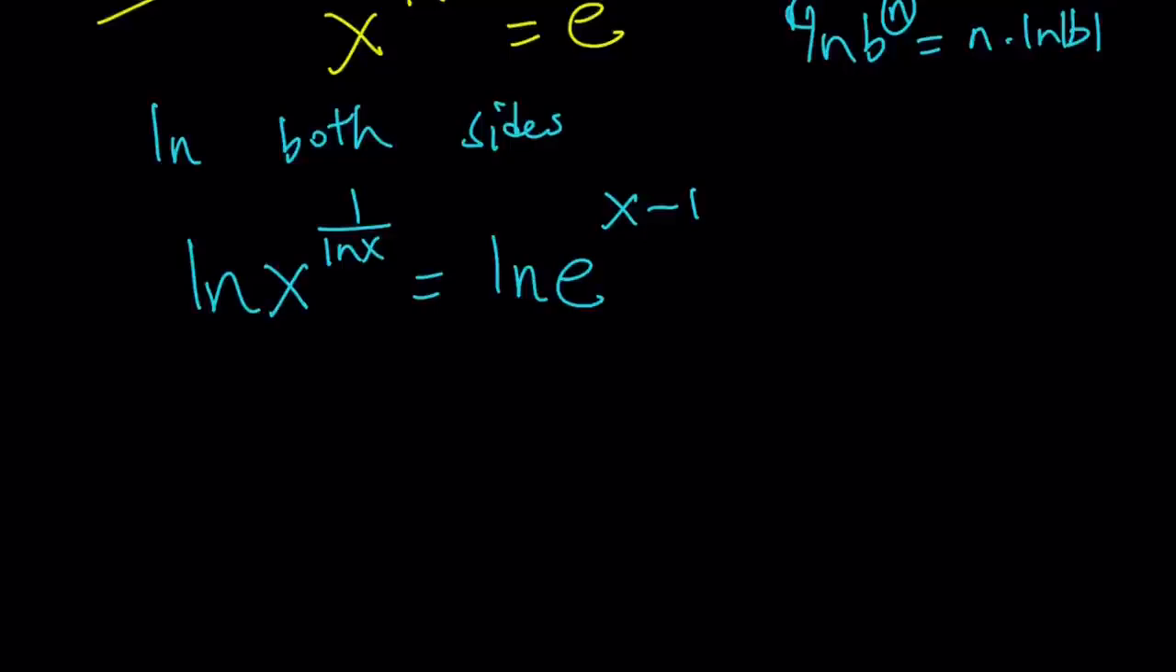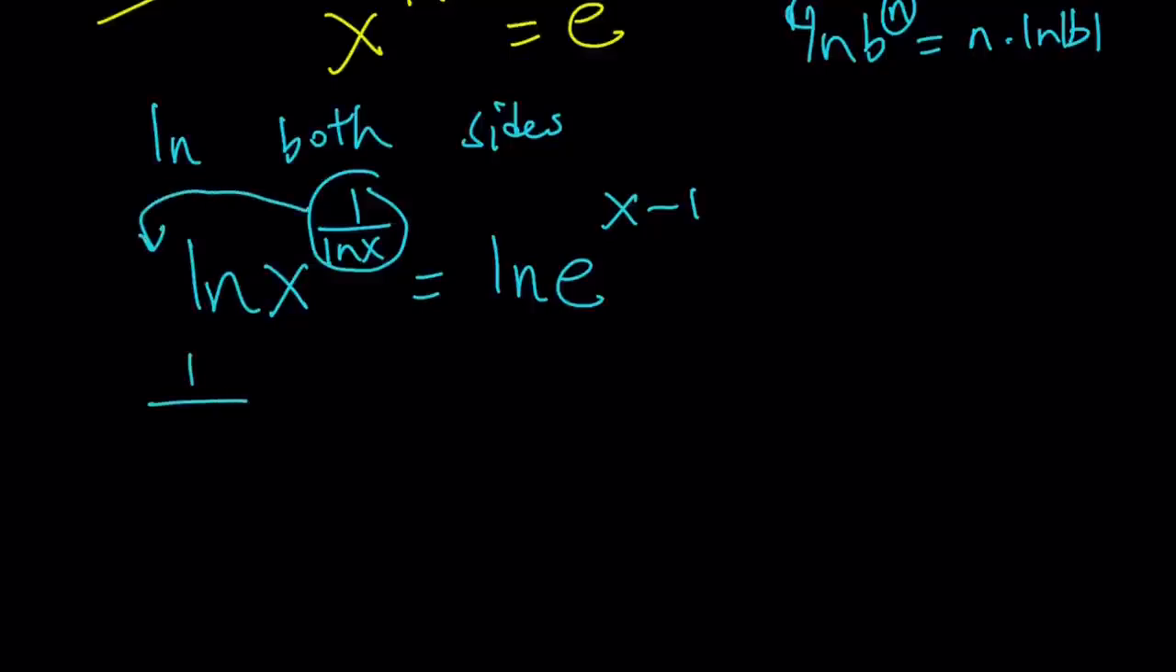Anyways, we know x needs to be positive. 1 over ln x is also going to be positive. Well, I shouldn't say that, because in order for ln x to be positive, x needs to be greater than 1. And we're going to see what happens. Anyways, I'm just going to go ahead and move this forward.